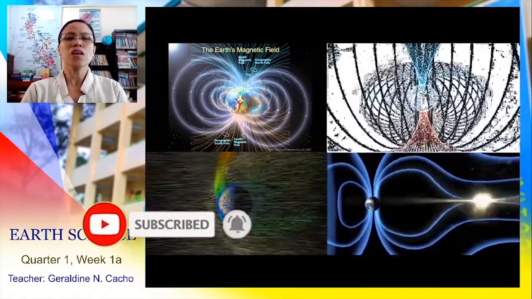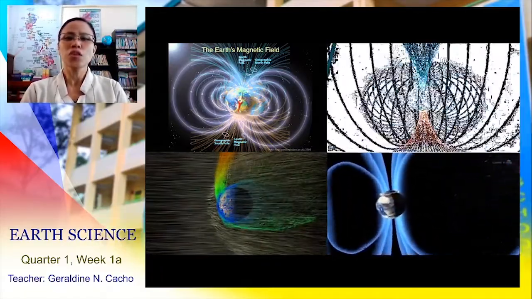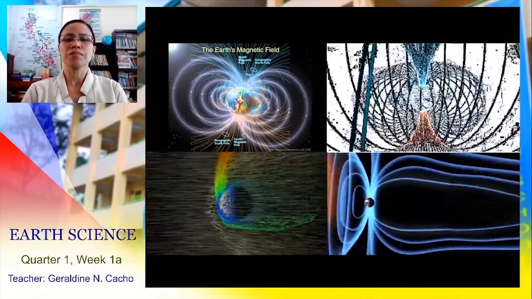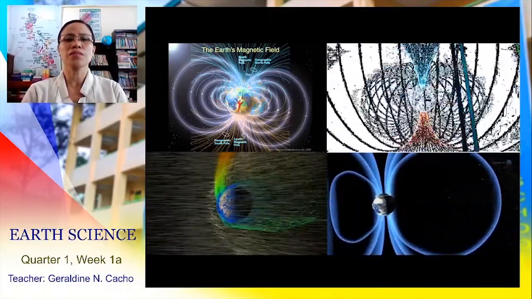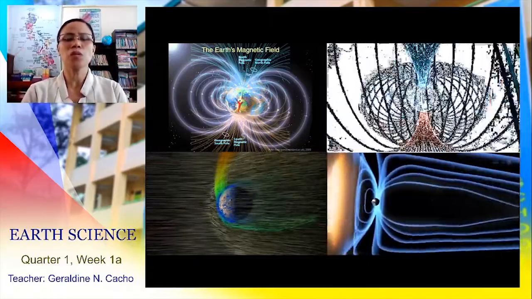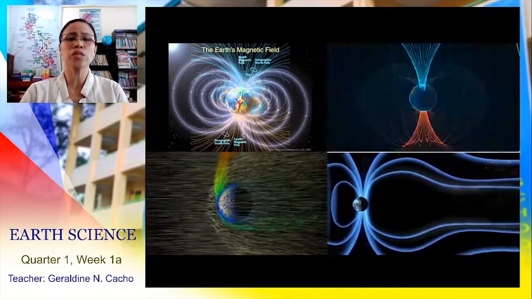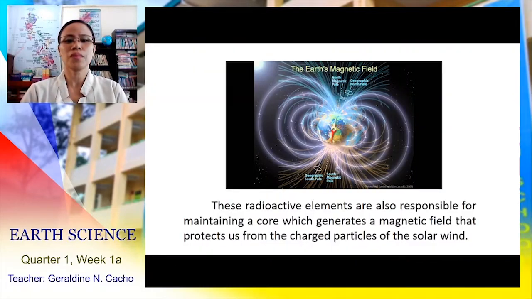These elements enable the generation of a magnetic field. This magnetic field is very important. It protects us from the harmful effects of solar wind. What is so harmful with the solar wind? Of course, the solar wind has charged particles. These charged particles are being blocked by the Earth's magnetic field.